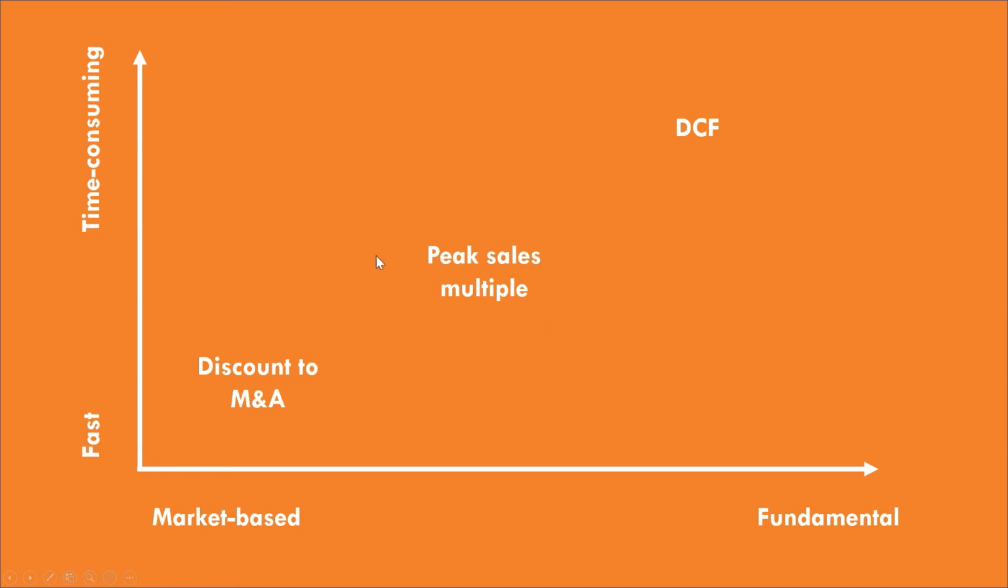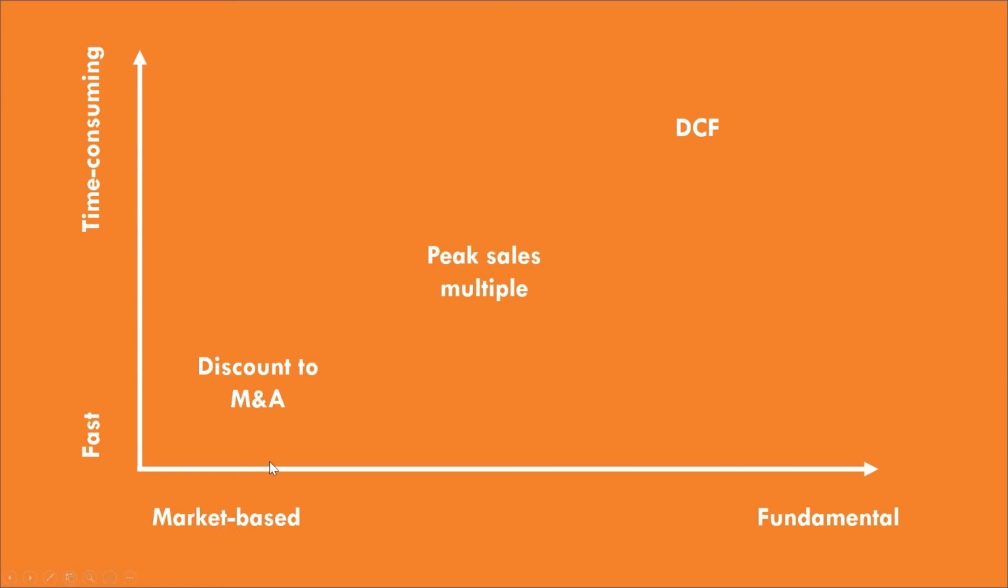Finding the peak sales of a bunch of different companies is a little bit more time intensive than finding the M&A comps, but it's still a pretty straightforward exercise. And then we talked a little bit about market-based versus fundamental earlier. So the DCF is more fundamental. It still does take input from the market, but you're really more focused explicitly on understanding the fundamental underlying assumptions that drive the future cash for the business.